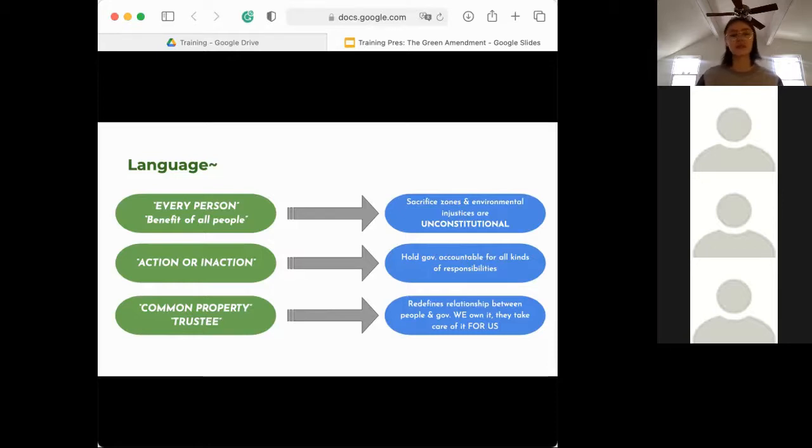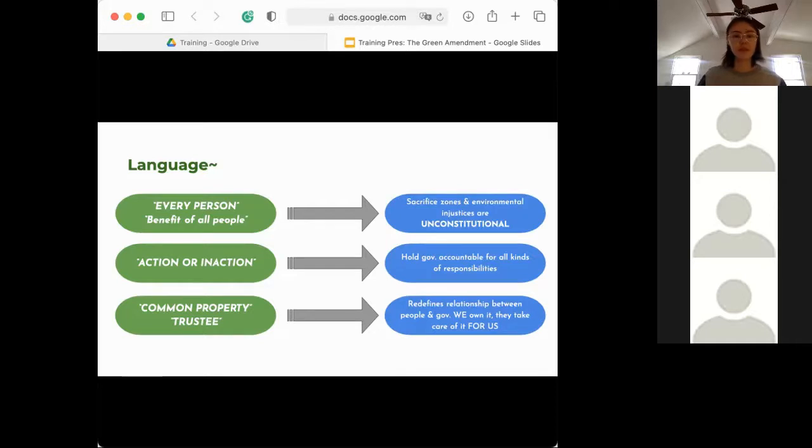And that has a very similar effect as that every person benefit of all people language. They can't make decisions that are biased towards some group of people. So biased towards certain communities that they may deem more important, such as whiter or more affluent communities, as is the trend now. So these things apply because you're bringing over all of these established legal guidelines that are much older than the Green Amendment and much older than the idea of putting environmental rights in the Constitution.